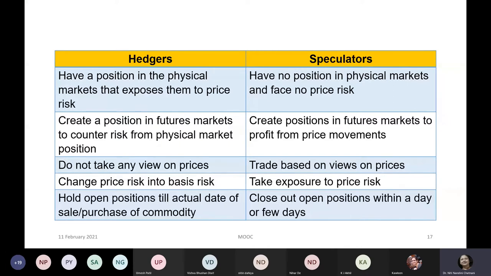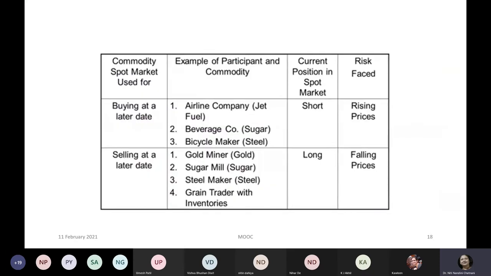So I will hold on to my derivative market position till I am going to buy or sell the commodity in the spot market. But speculators don't hold on to their positions for so long. Speculators will create a position in the morning and exit the position by the end of the day. If they've bought a contract, they'll sell it by the end of the day. If they've sold a contract, they'll buy it back by the end of the day. They'll exit their position within a day or within a few days. They don't keep their positions open for very long.